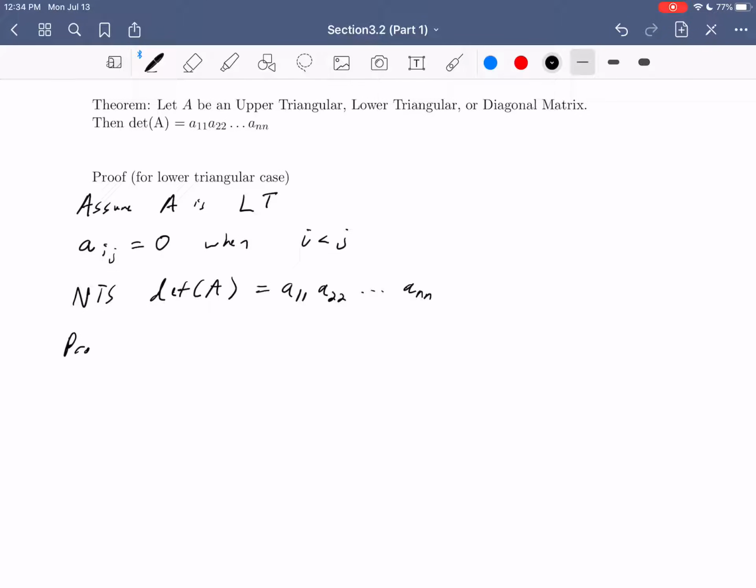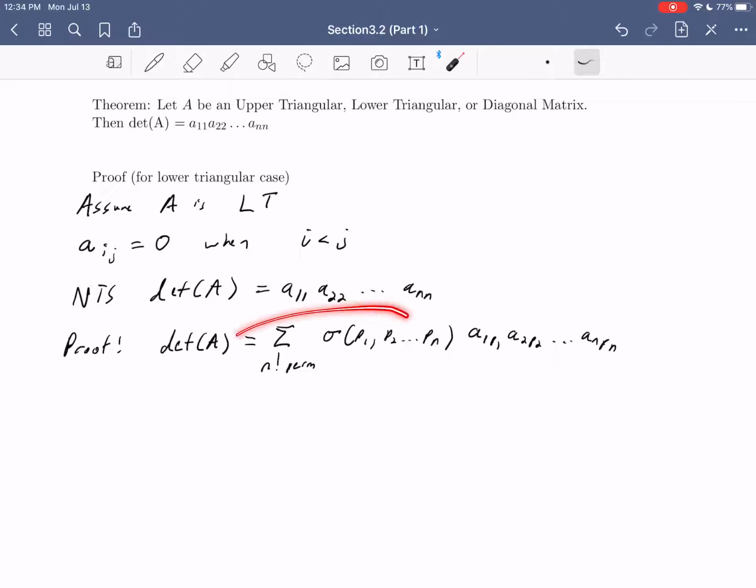So proof. The determinant of A. What do we know about that? Well, we know that that is the sum over the n factorial different permutations, with the sign of each permutation (P1, P2, down to Pn), times A1,P1, A2,P2, down to AN,PN. So there we go.